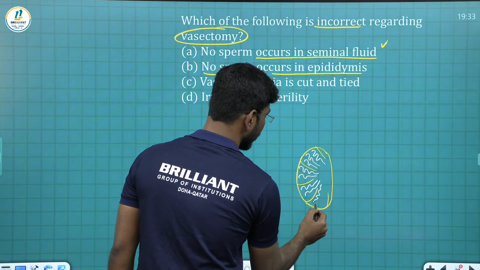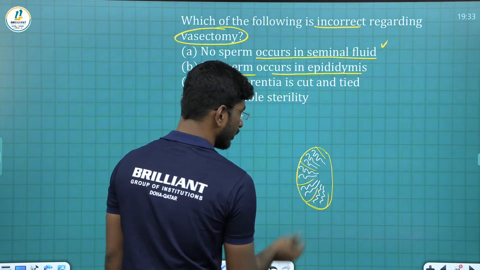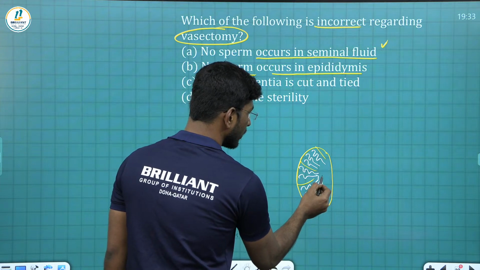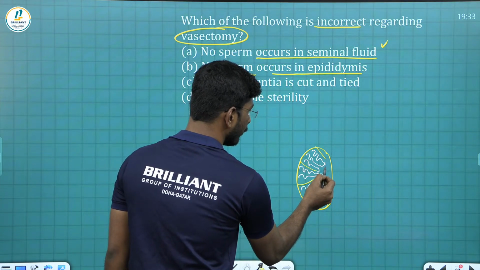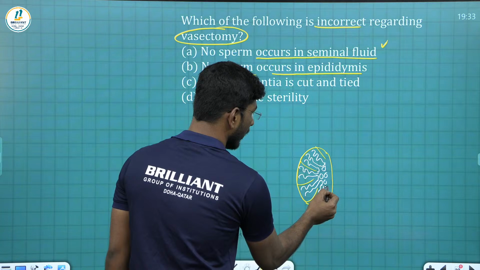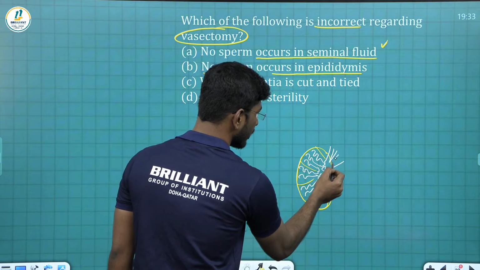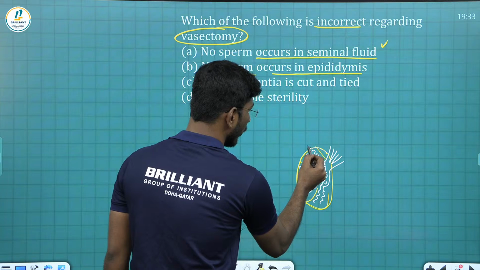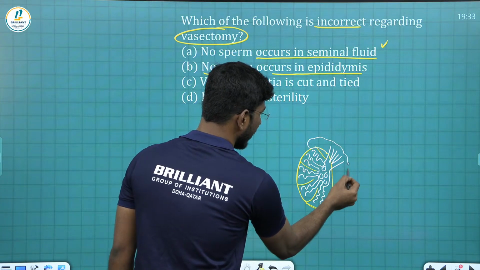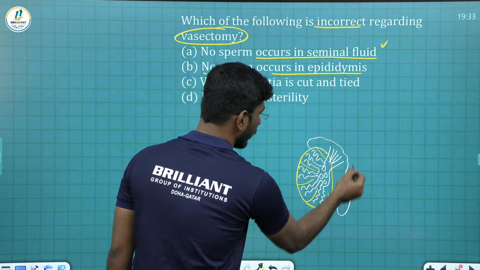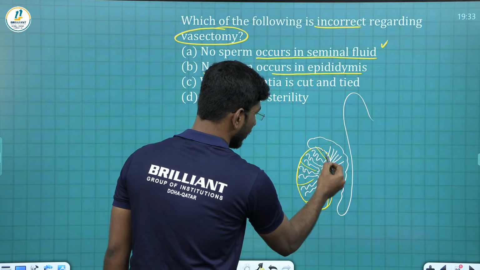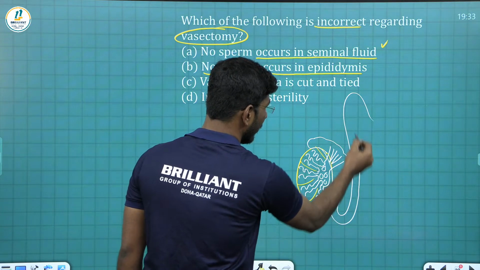Now, inside the seminiferous tubule only what happened? Tell me. Spermatogenesis process takes place. All these seminiferous tubules are fused to form rete testis. Rete testis opens into where? Tell me. Vasa efferentia. Vasa efferentia open into where, beta? Epididymis. Epididymis opens into what, beta? Vas deferens. Am I clear? This is exactly the pathway.